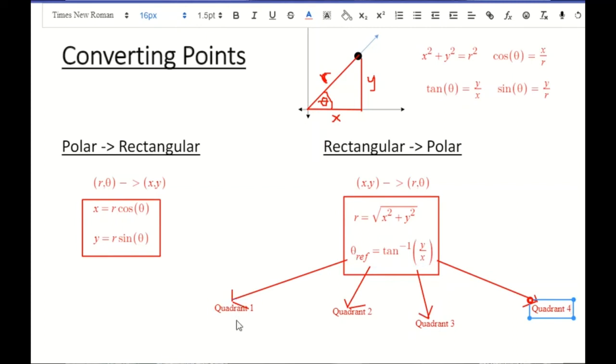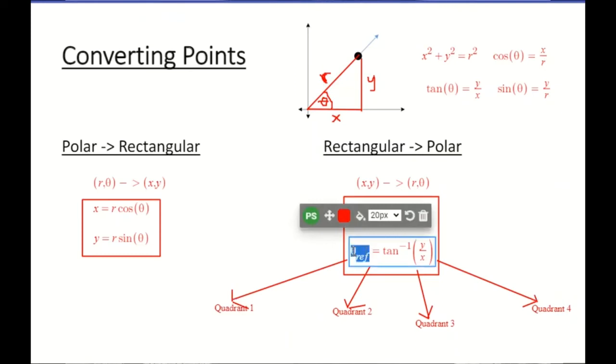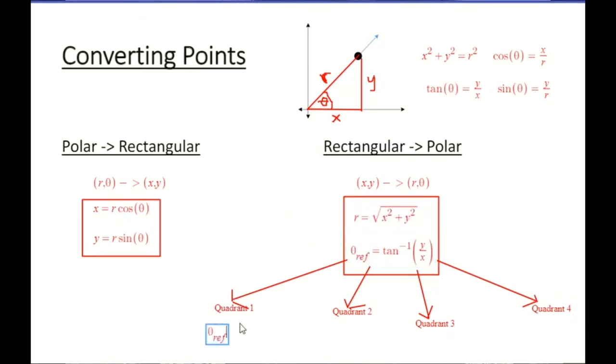So if you're in quadrant 1, then the reference angle will just be theta. So you don't have to do any extra calculations here. You'll just see that theta will just equal the reference angle. Okay, so like I said, no computations to do.